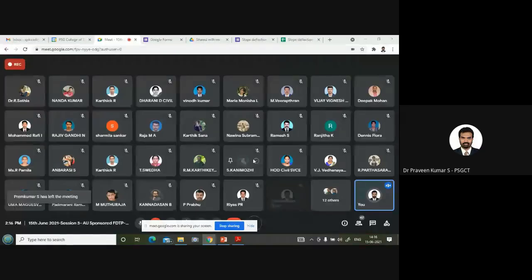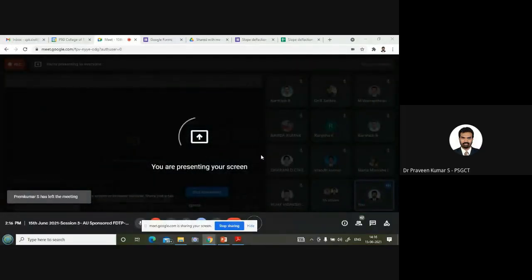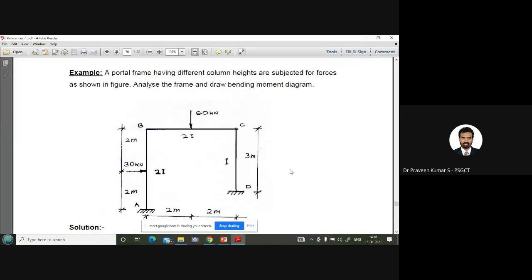I will present the problem. You can make a note of it. Once it is done, you can unmute and say yes, you have completed it. So this is the portal frame. Hope you are able to see. A portal frame having different column heights is subjected to forces as shown in the figure. Analyze the frame and draw the bending moment diagram. You have A, B, C, D, where the length of AB is about 4 meters and CD is about 3 meters.